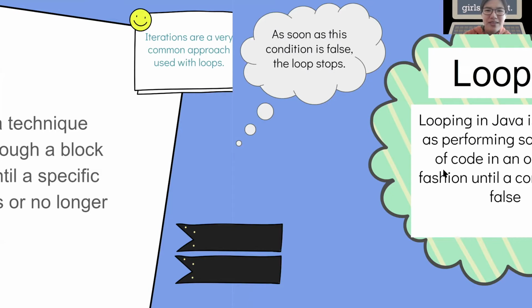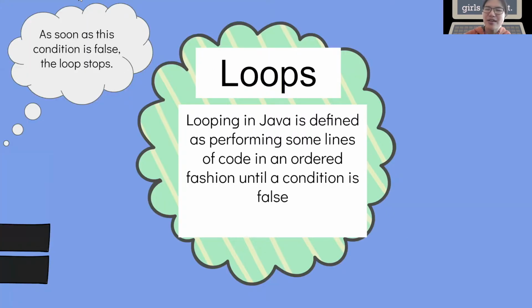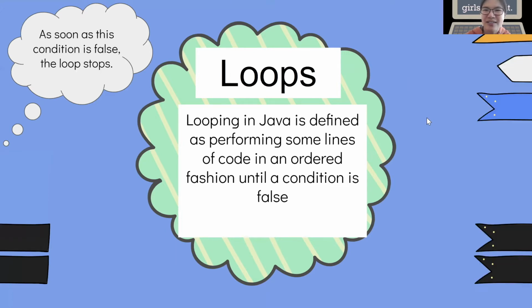All right. So how Java does iteration is basically through looping. Looping in Java is where you have specific code inside a loop and you iterate over it for a certain amount of time. So it's basically the same idea as iteration.